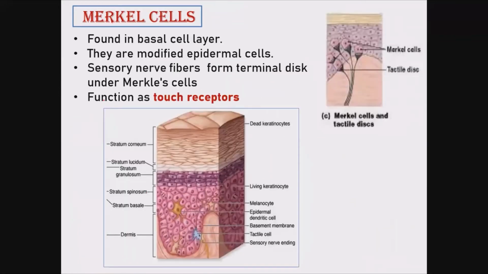Merkel cells function as touch receptors. This type of cell is found in between the basal cell layer along with the melanocytes, and they are modified epidermal cells. Sensory nerve fibers end in these Merkel cells and form a terminal tactile disc. We can see here a complex of Merkel cells, and here the nerve is coming and ending, forming a tactile disc. So the tactile cell or Merkel cell is for touch reception.